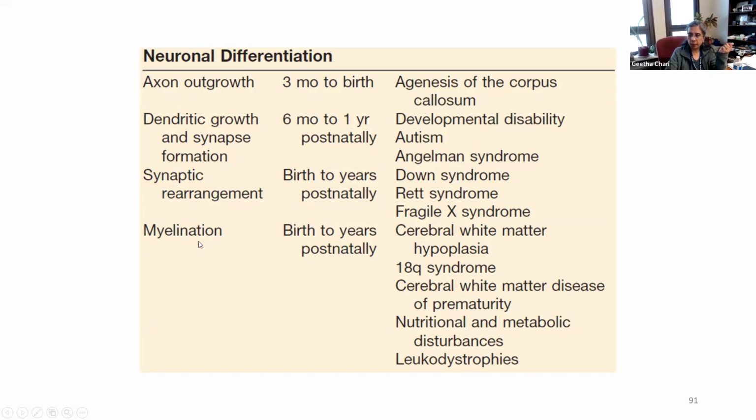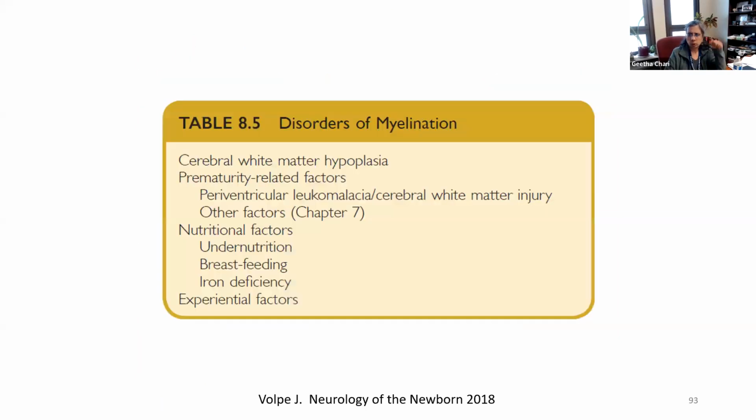When you have problems with myelination, if there is lack of myelination, you can end up having what's called cerebral white matter hypoplasia. If it's destructive because of periventricular leukomalacia, which is the white matter disease of prematurity, you can end up having, like what I said, periventricular leukomalacia. And sometimes nutritional and metabolic disturbances also end up causing white matter problems. And inherited white matter disorders like leukodystrophies are another important cause, which is obviously going to present later on, depending on whether it's early onset or late onset white matter problems. I'm going to skip this. So I think I already mentioned this to you, where you have disorders of myelination: hypoplasia or periventricular leukomalacia, and then nutritional factors.